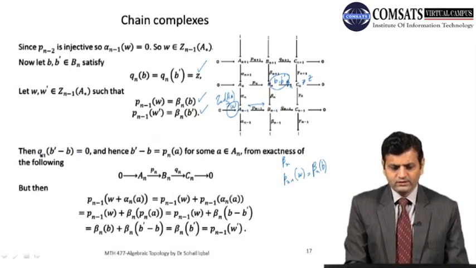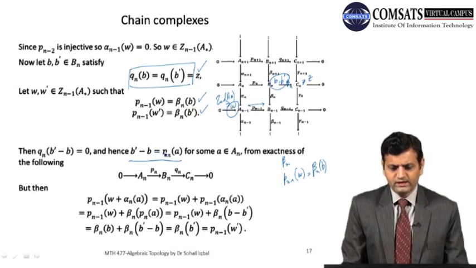Now q_n(b' - b) is equal to 0, so we are just using the homomorphism property of q_n. So just take q_n(b') to the other side, and this will be equal to 0 because both of them are equal to z. Hence b' - b is equal to p_n(a) for some a belonging to A_n. So why is this the case? Because b' - b belongs to the kernel of q_n.